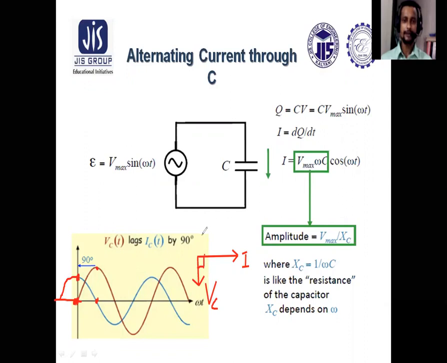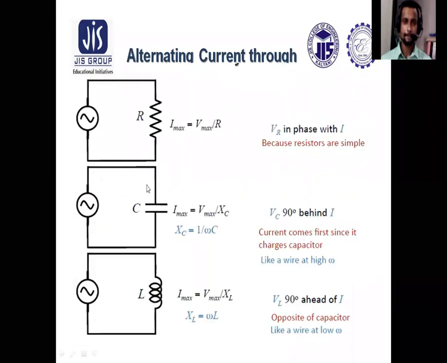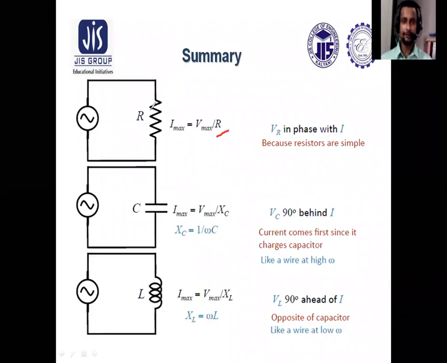So this is the basic concept of AC through purely resistive, inductive, and capacitive circuits. The important conclusions are, let us go through the next slide and summarize all these concepts. Okay. R is the resistance offered by the resistor. Xc equals 1 by omega C is capacitive reactance, that is the resistance offered by the capacitor, and XL equals omega L is the resistance offered by the inductor.